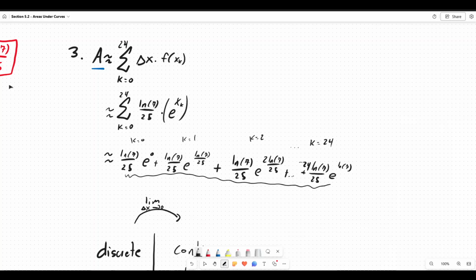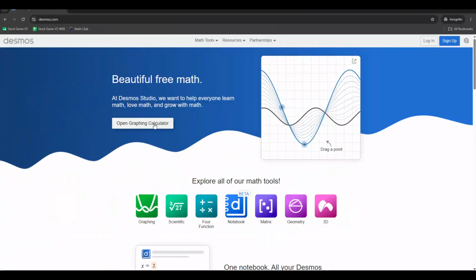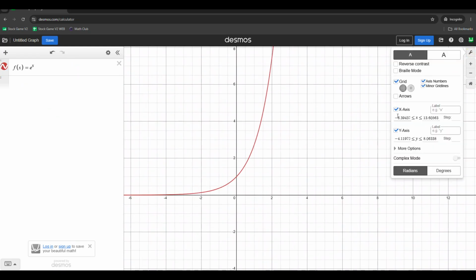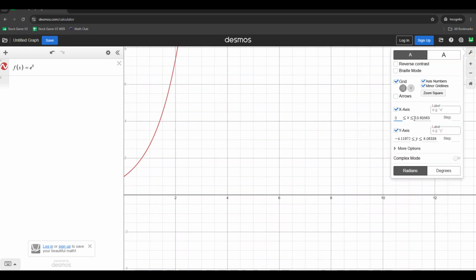the actual definition. Okay, so I want to take you to a Desmos screen just because I think this is interesting. We're going to do f of x equals e to the x. We can go ahead and take a look at it. I'm going to set up our x-axis from 0 to the natural log of 7.